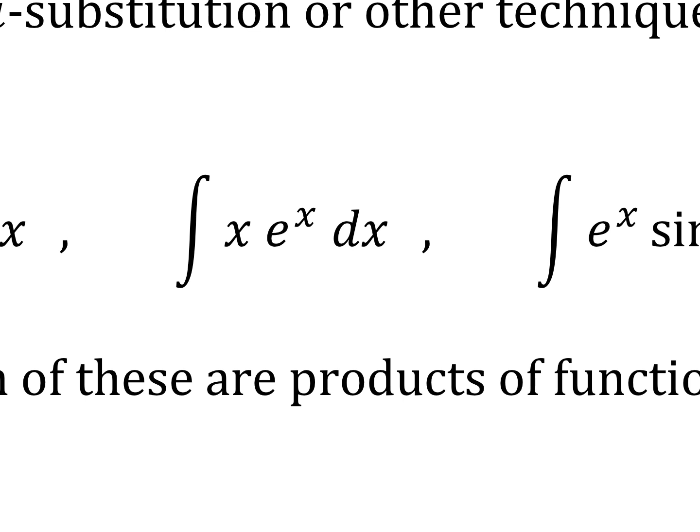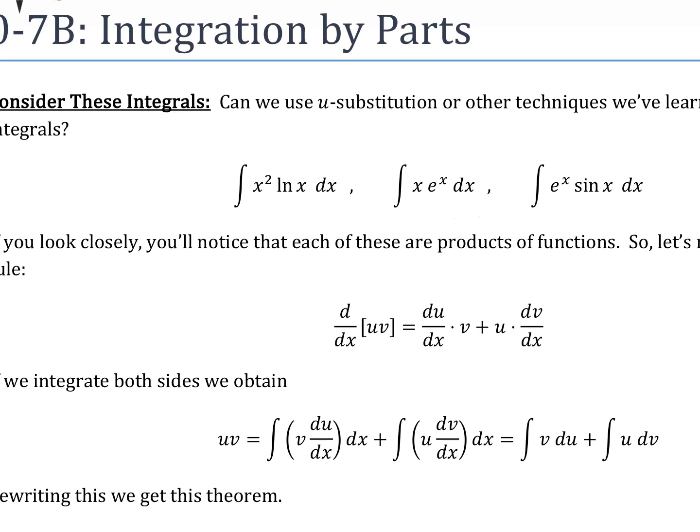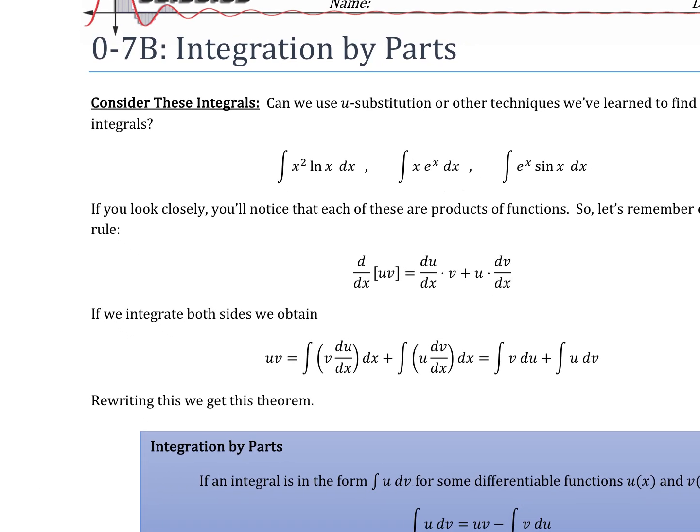How about here? Similar idea. x times e to the x. Well, if we say u equals x, then du equals 1. That doesn't work. And same idea, if we say u is e to the x, well, du would be e to the x as well. And again, these two functions don't have anything to do with each other. So we have two things being multiplied, and we've got to figure out how we reverse that multiplication. So maybe this has something to do with the product rule.